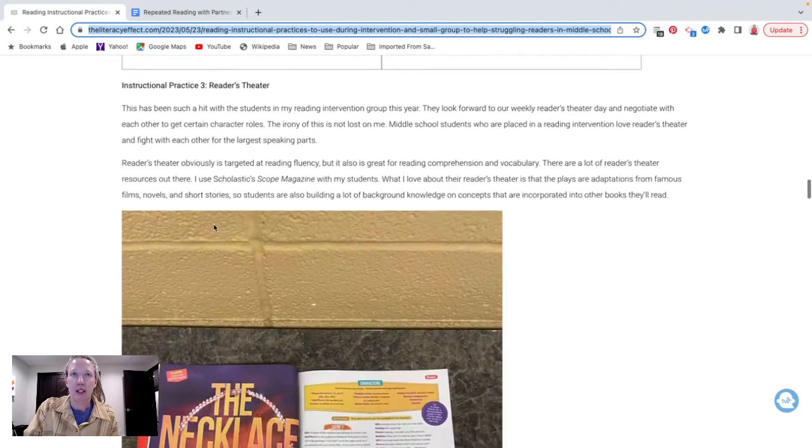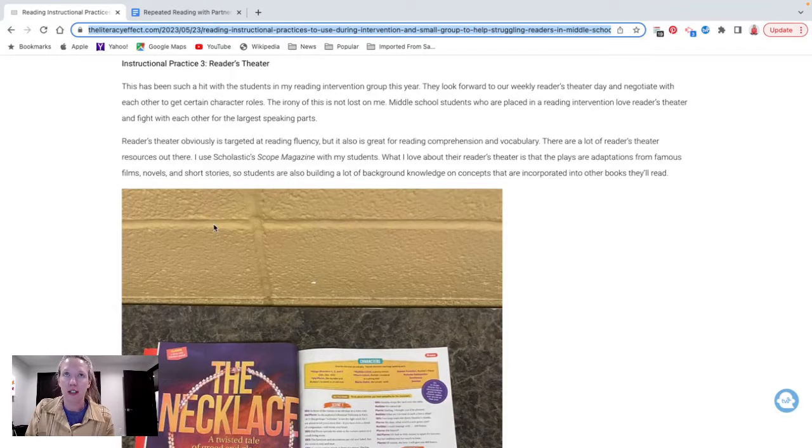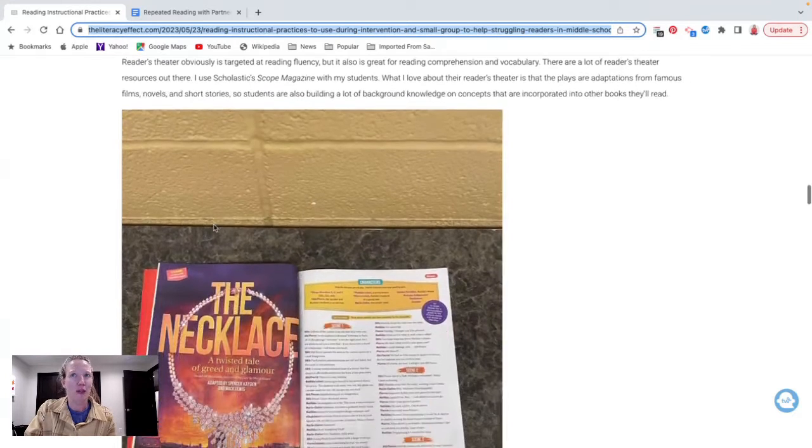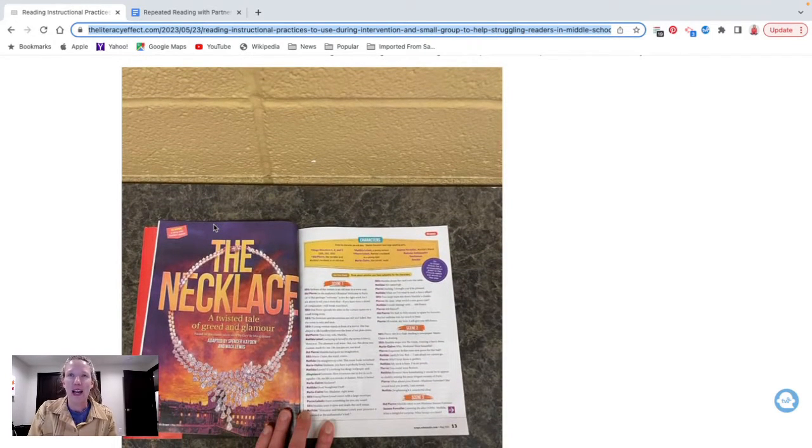Next up, my third instructional practice recommendation is Reader's Theater. Reader's Theater has been a major hit with my students this year. I actually thought they would hate it at first, but when we did a few and they got really into it, they started fighting for parts, who was going to have the biggest speaking role, which I found really ironic because these are students that probably wouldn't be fighting each other to read aloud during class on a normal basis. But it's great fluency practice, obviously, great practice of how to show the emotions of how people are speaking, but also really great for vocabulary and comprehension as well.